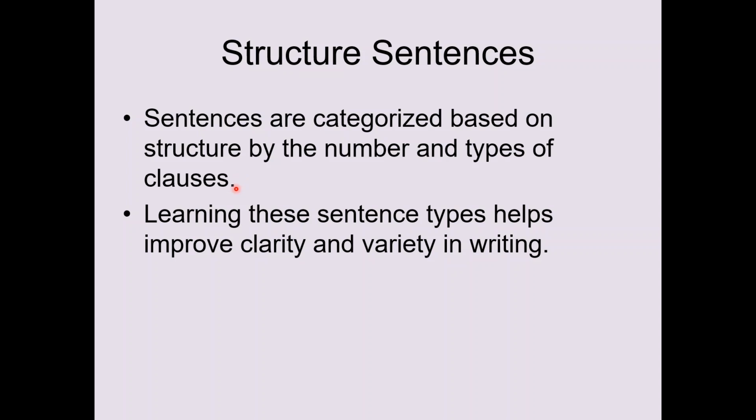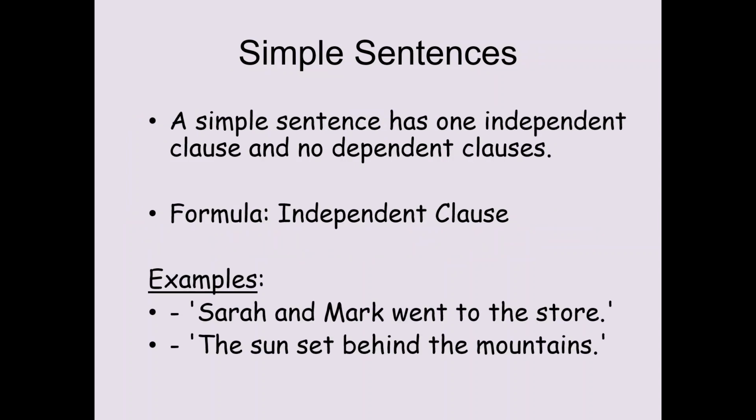All right. And then learning these sentence types helps improve clarity and variety in writing. So let's move on to the first type of sentence, which is a simple sentence. A simple sentence has one independent clause, and it has no dependent clauses. So the basic formula for writing a simple sentence is just that it must have an independent clause. Let us look at these examples.